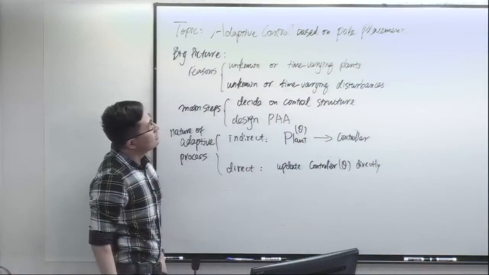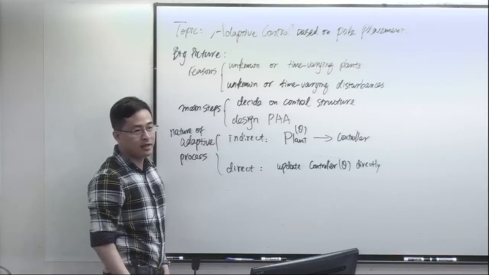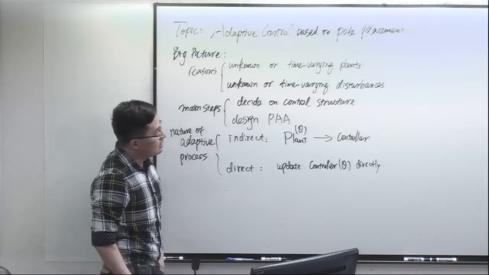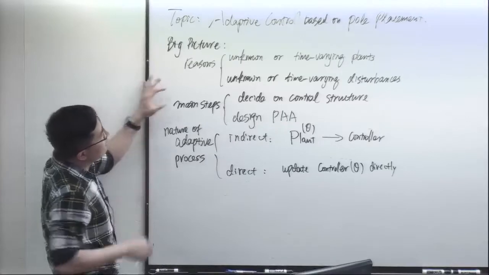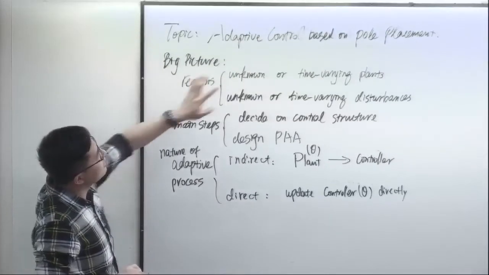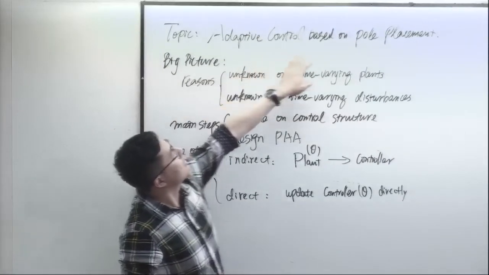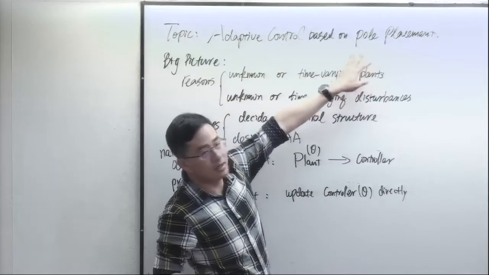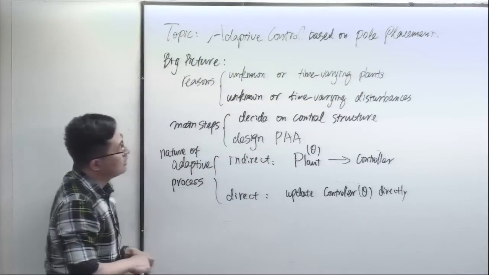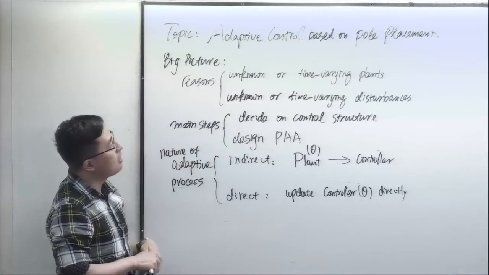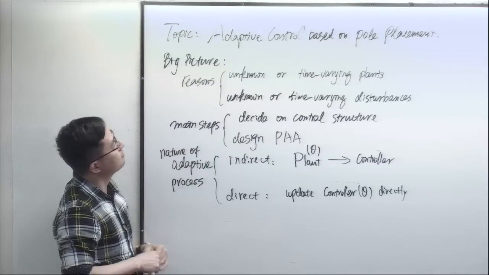Okay, let's talk about now adaptive controls. And today's topic, I would like to give a big overview first, and then talk about one specific algorithm based on pole placement, a simple but really powerful control structure.